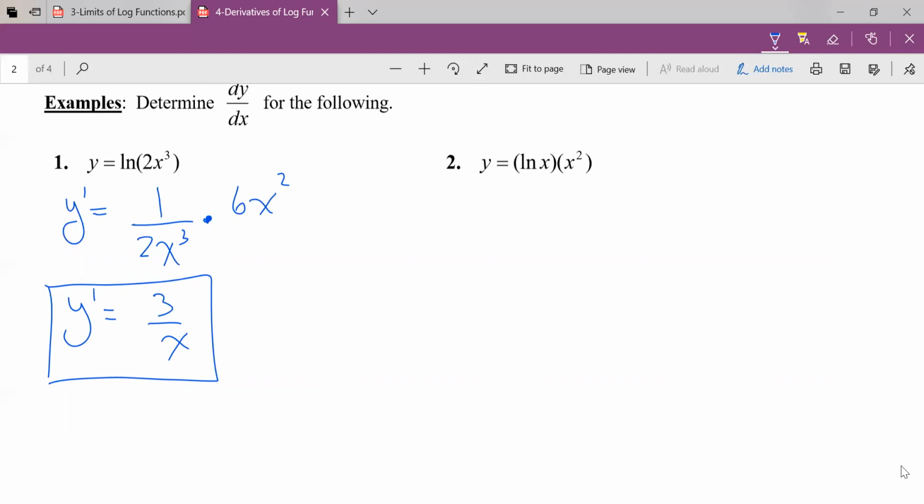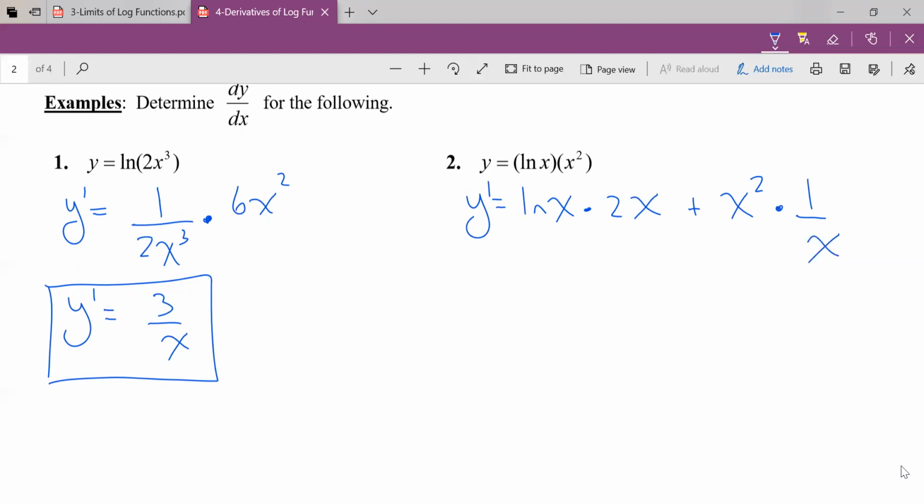Okay, let's try another one. y is equal to natural log x times x squared. So this is product rule. We go the first, natural log x, times the derivative of the second, 2x, plus the second, x squared, times the derivative of the first. The derivative of natural log x is 1 over x.